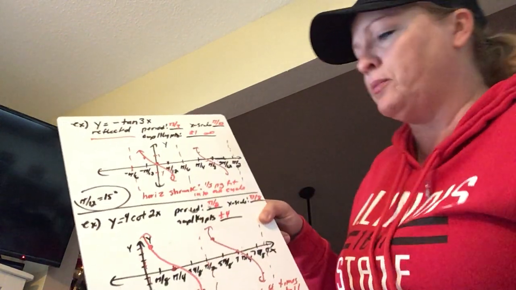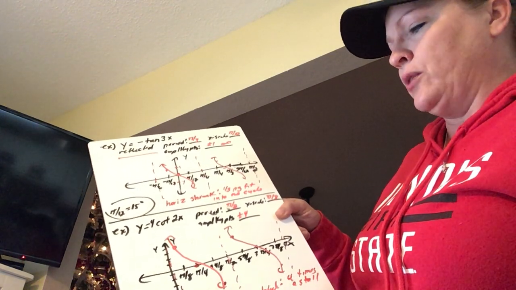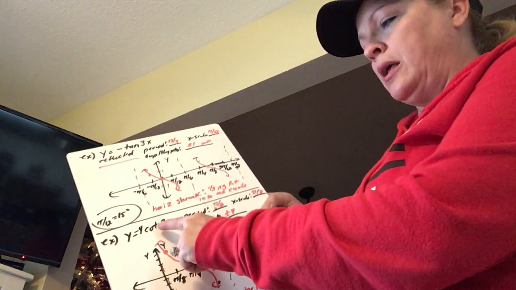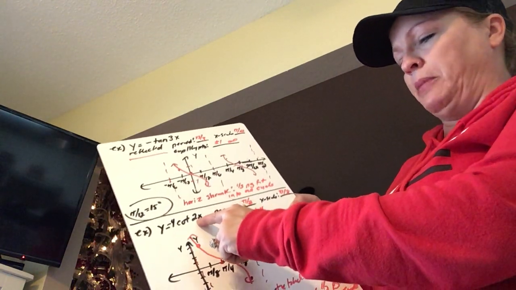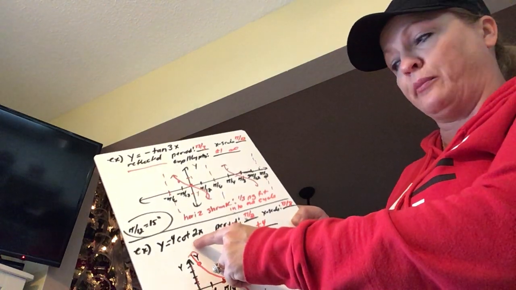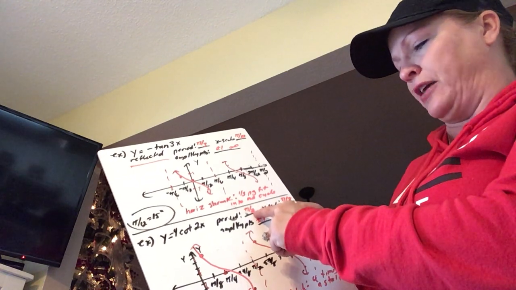Okay, so let's do one more. Let's do one with cotangent. So we have y equals 4 cotangent of 2x. All right, so my period is going to be pi over 2, so that is a horizontal shrink. Again, a number inside multiplying changes it horizontally, so that is a horizontal shrink.